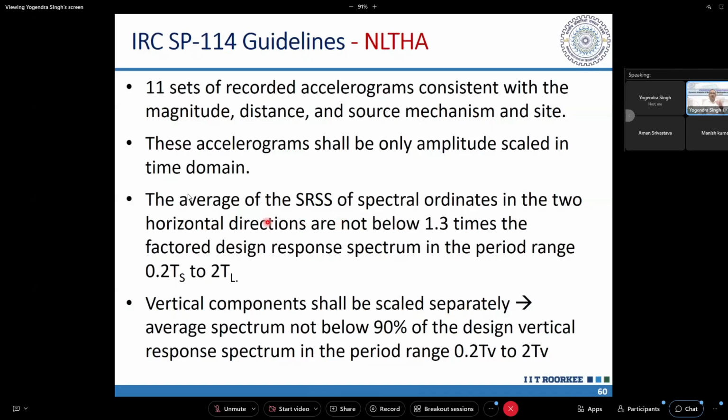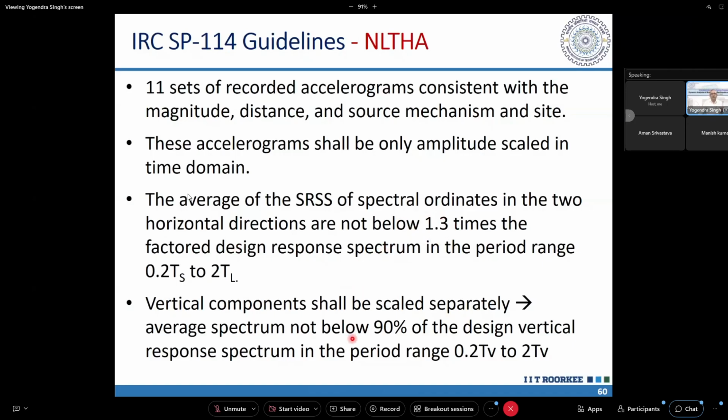So we allow the combined SRSS response spectrum to be up to 90%, slightly below the target response spectrum. The reason is that here we are using recorded accelerograms without any spectral matching. So here we are not doing spectral matching. We are only doing time domain scaling. So time domain scaling should be done in such a way that the SRSS, that is the combined response spectrum of two horizontal components, should not fall below 1.3 times the target response spectrum.